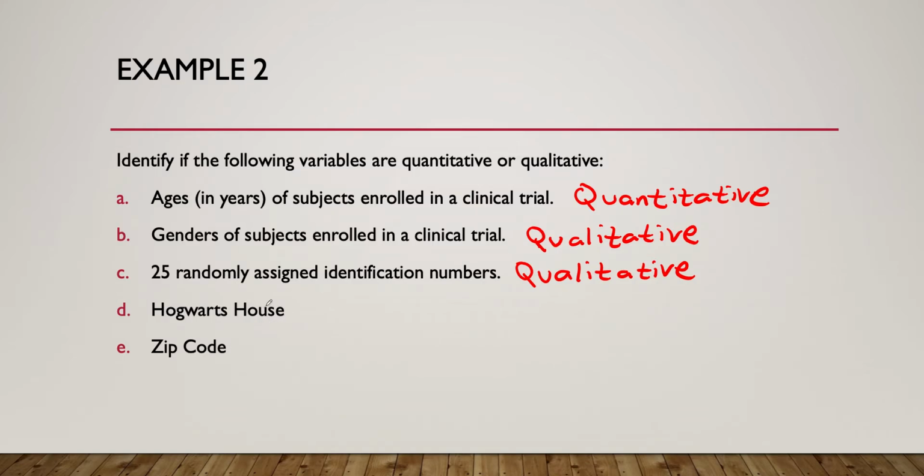Hogwarts house. That is definitely a qualitative measurement. And then zip code. Zip code again is a number, but it's used based on location. It categorizes where we live and assigns it some type of order. This also is qualitative.